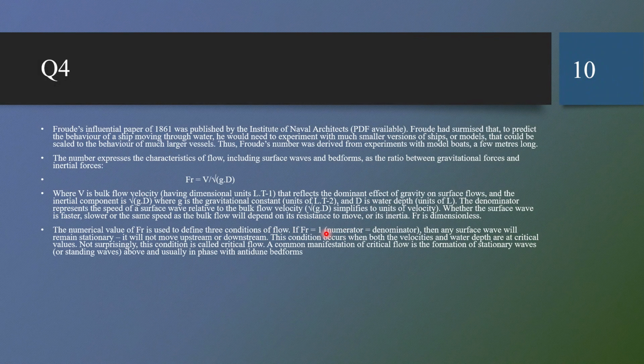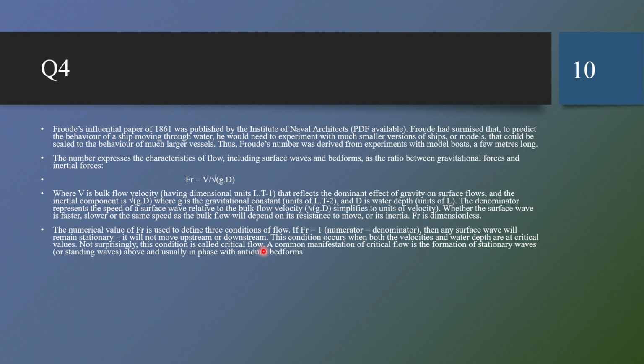The numerical value of Froude is used to define three conditions of flow. If Froude is equal to 1, any surface wave will remain stationary. It will not move up or down. This condition occurs when both the velocity and water depth are at critical values. Not surprisingly, this condition is called critical flow. If Froude number is equal to 1, it is known as critical flow.